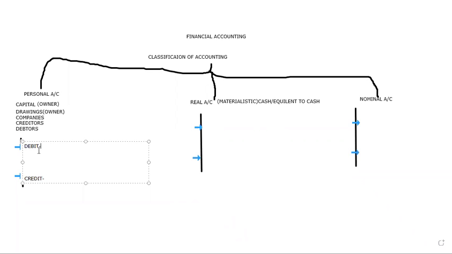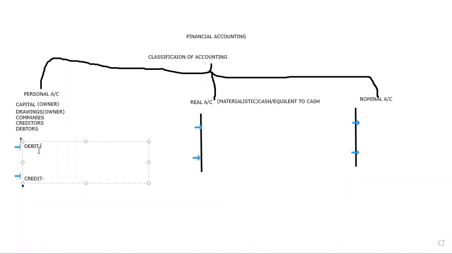I said every transaction is to be viewed in two formats: one is the benefit side, one is the loss side. So on the benefit, debit side, I'm going to see first the personal and real accounts, which are actual transactions which occur and affect my business. For these actual transactions of personal and real, I take debit as the benefit side, which is going to increase my value, and credit side which decreases my value.